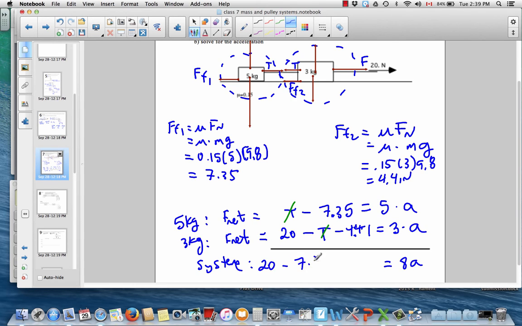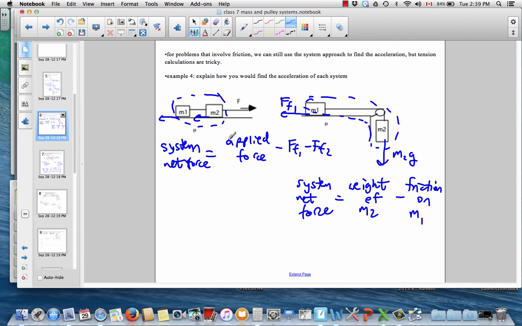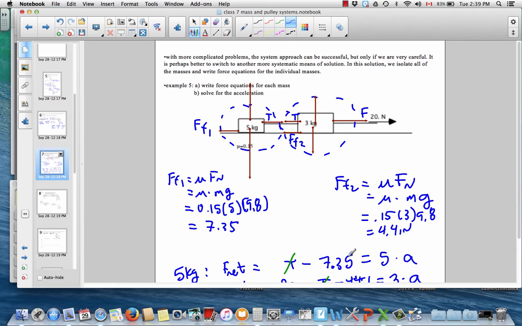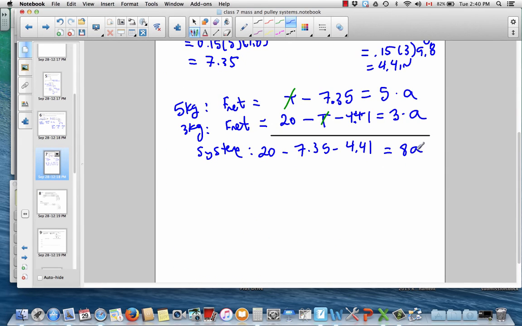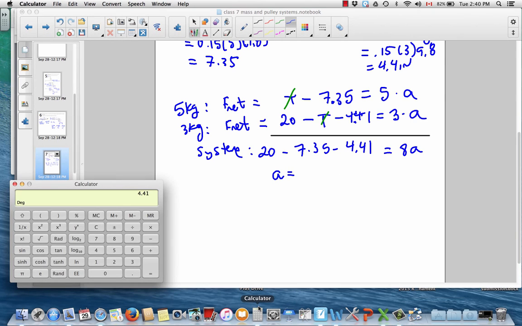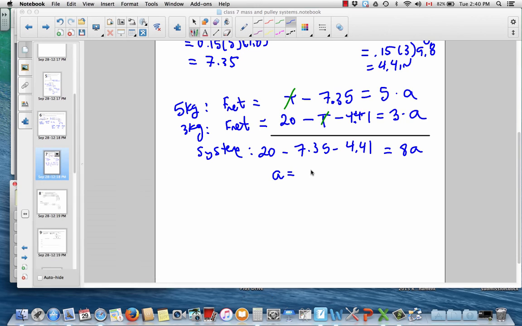20 minus 7.35 minus 4.41, which is the applied force minus the 2 forces of friction. And this number 8 here is actually the mass of the system, the combined mass of the system. And if you look back to the previous slide, that's exactly what we said we would do. To find the net force on the system, it would be this applied force minus the 2 frictions. So we've arrived at quite a sensible result. But okay, so now to solve for the acceleration, we simply subtract these and divide by 8. And so we get a little bit more than 1 for the acceleration.